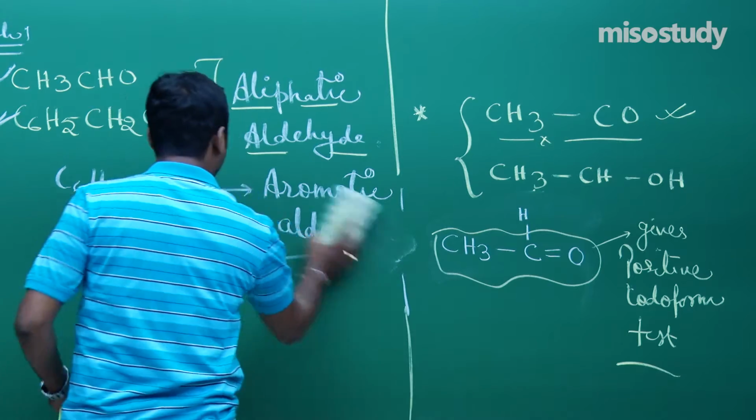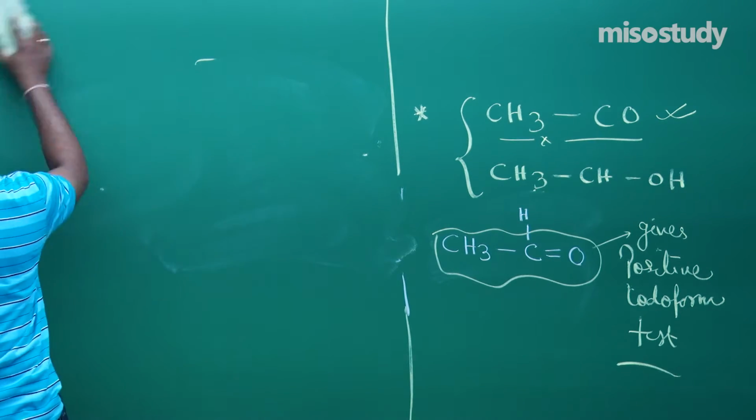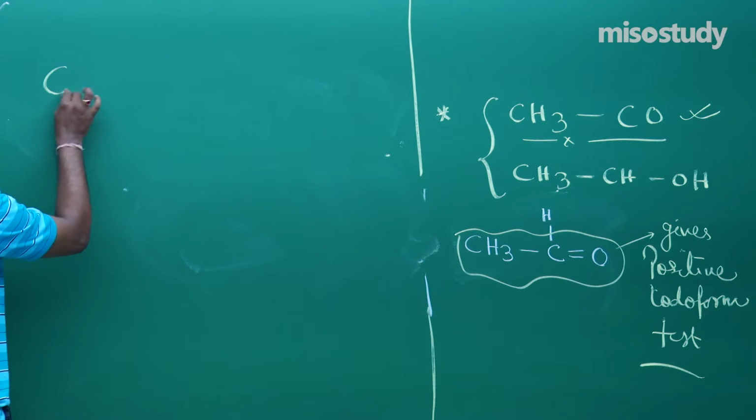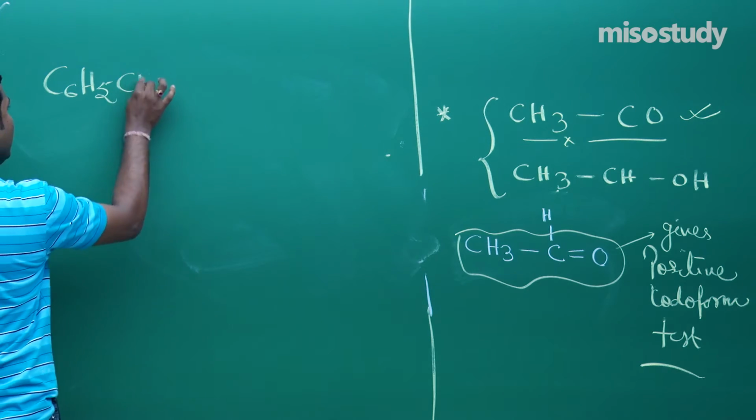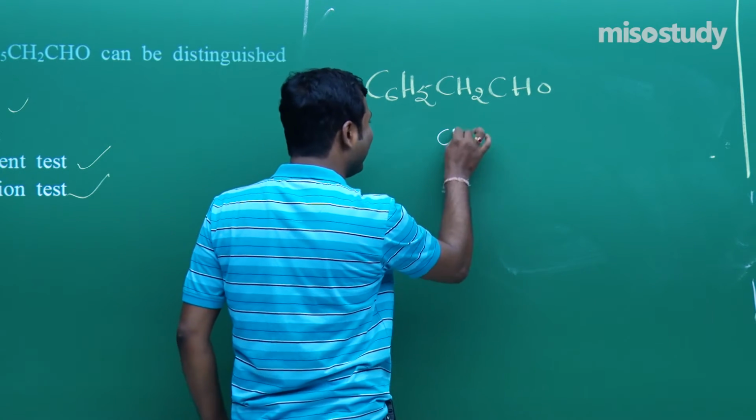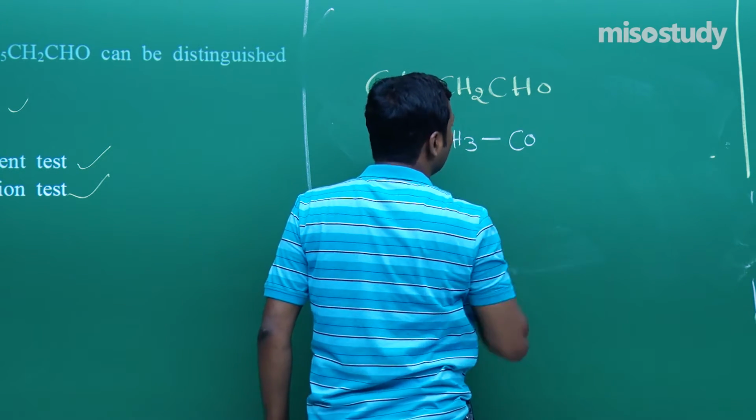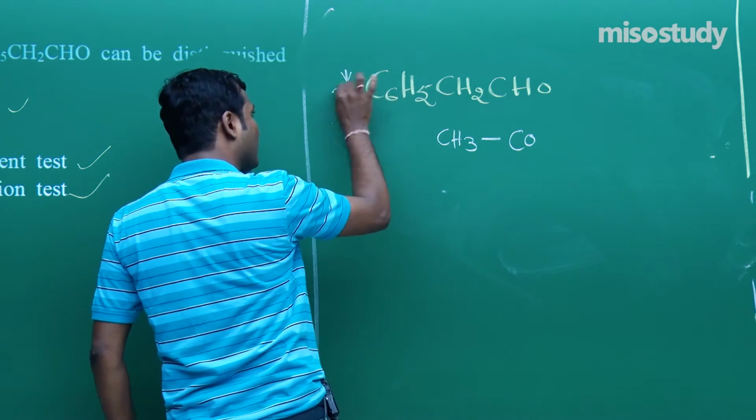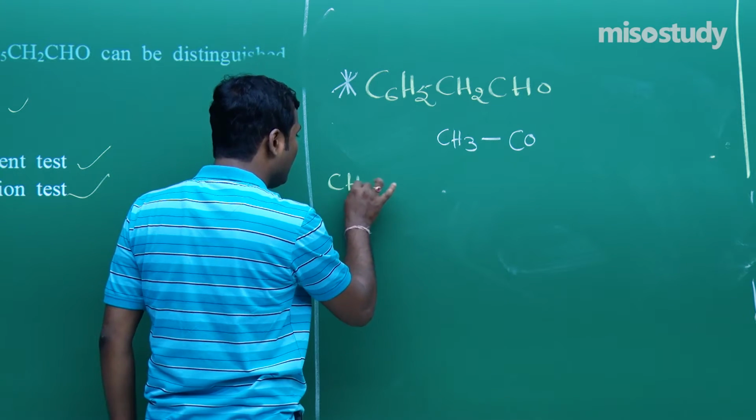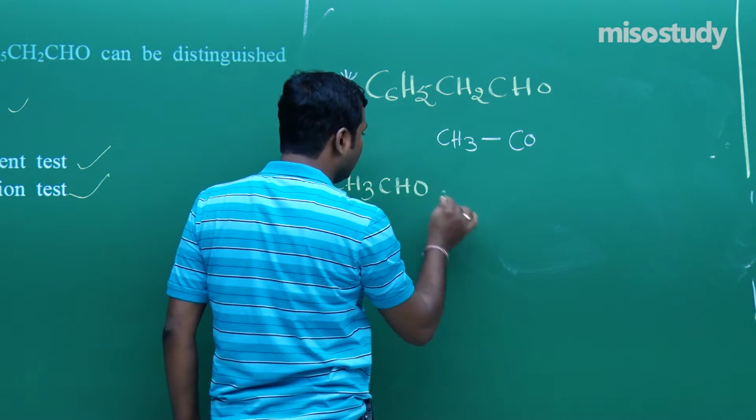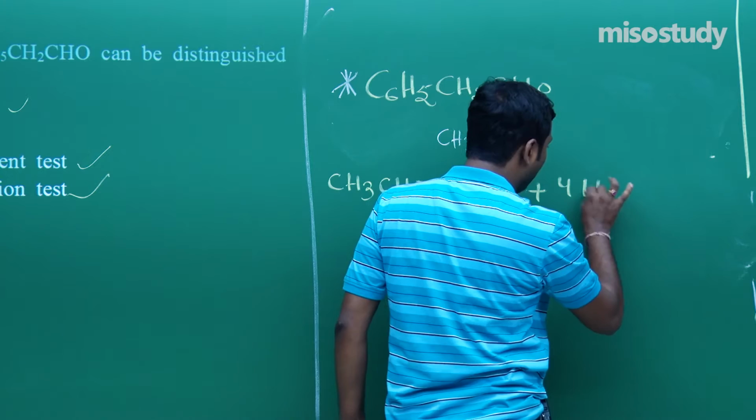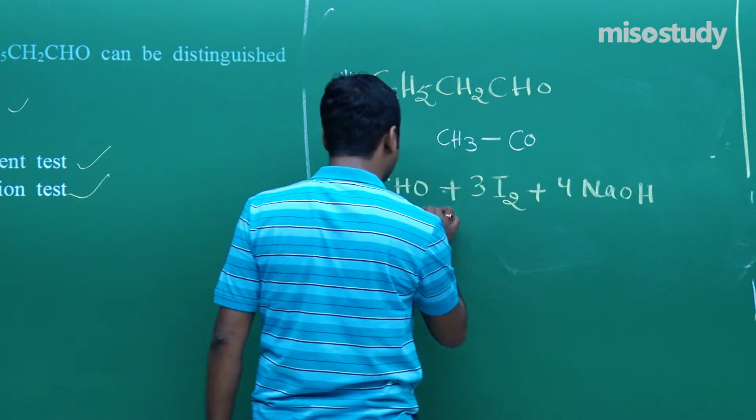But if we compare this with C6H5CH2CHO, listen carefully, there is no CH3CO linkage, so it will not give a positive iodoform test. So finally we can say these two can be distinguished by using the positive iodoform test.